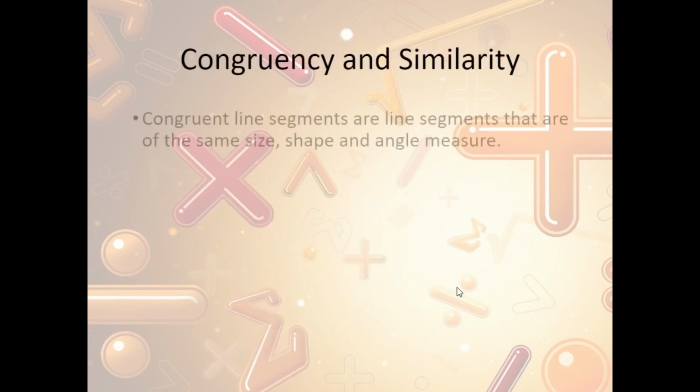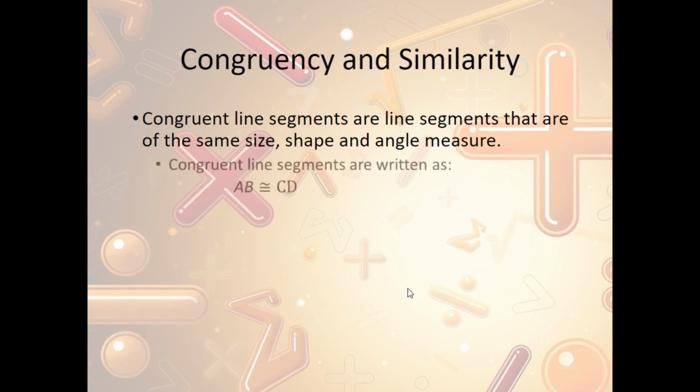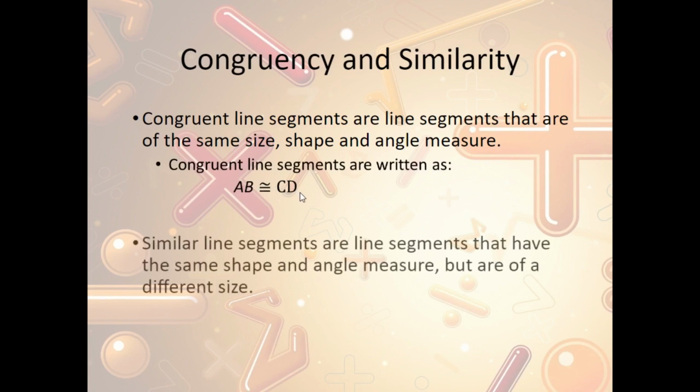Congruency and similarity. Congruent line segments are line segments that are of the same size, shape, and angle measure, so they're exactly the same. And the way we write that is AB is congruent. This symbol means congruent. So AB is congruent to CD.